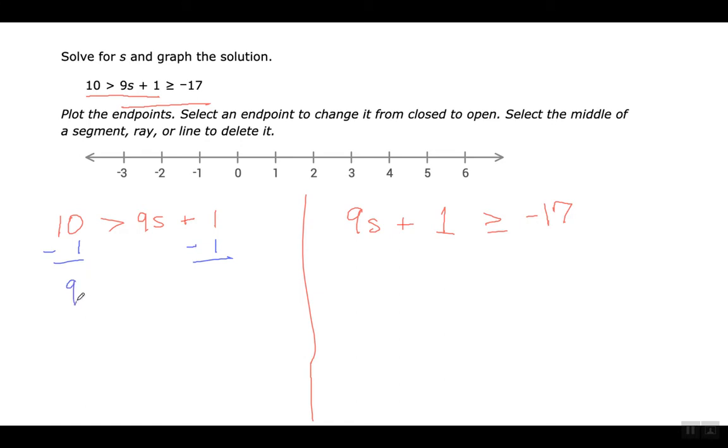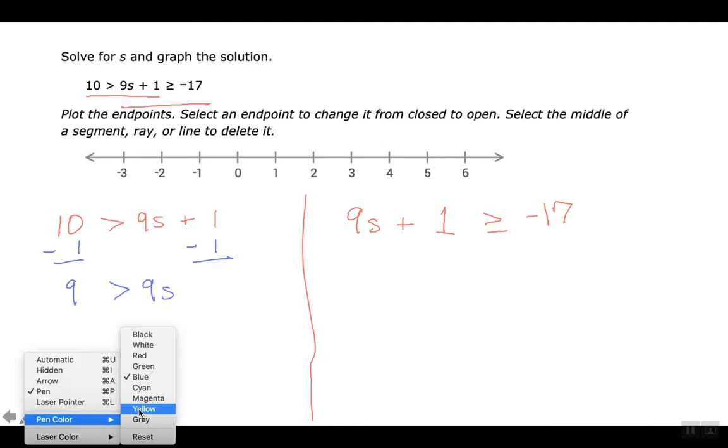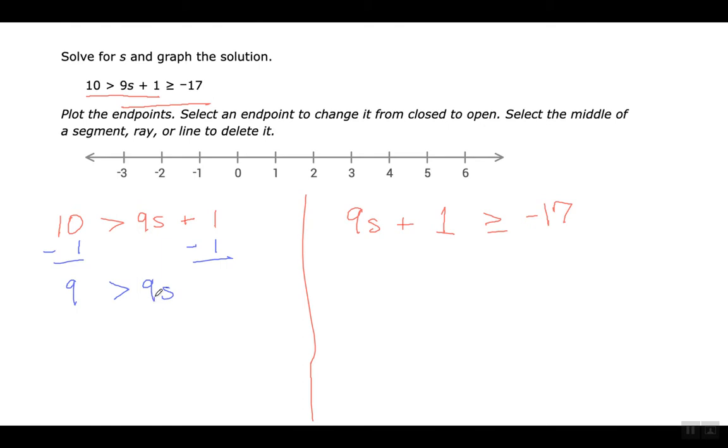That's going to give me 9 greater than 9s. Okay, and now I want to get rid of that 9, so I'm going to do the opposite of multiplying by 9, which is divide both sides by 9. Okay, ahora quiero quitar este 9 que está multiplicando con la s. Eso quiere decir multiplicación, cuando vean un número al frente de un variable, sin nada en el medio. Así que lo opuesto de multiplicar por 9 es dividir por 9. Así que divido los dos lados por 9.